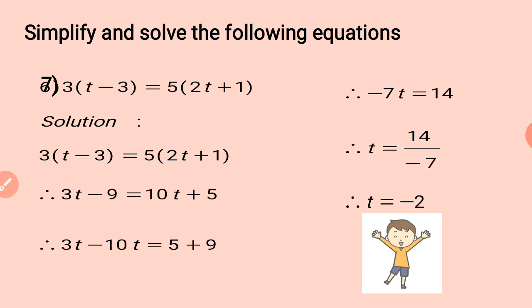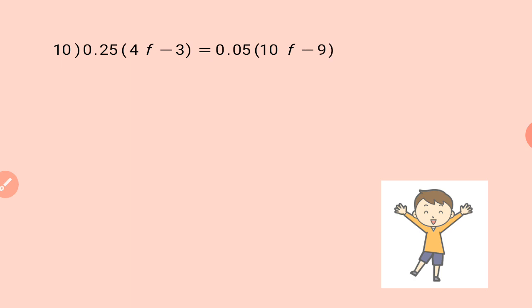Every fraction is to be written in its reduced form. So you will see whether cancellations are possible. If possible, it is compulsory to reduce it. Here t is equal to minus 2. Let's move to the 10th question directly.